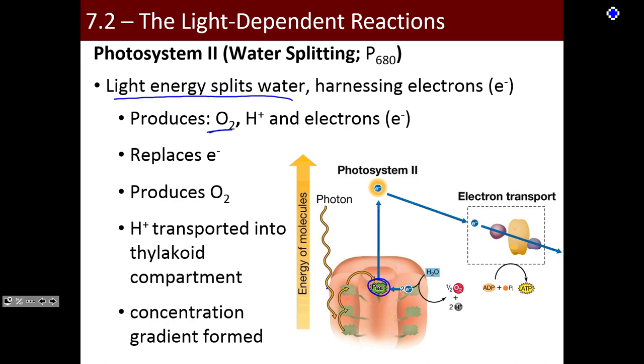Okay? The electrons go into the electron transport chain. The hydrogen ions hang out in the solution. Okay? So they're going to be in the solution around the photosystem. That light splitting is going to replace the electron, produce our oxygen, and those hydrogen ions will ultimately, as the electron transport chain proceeds, be transported into the thylakoid compartment. Okay.